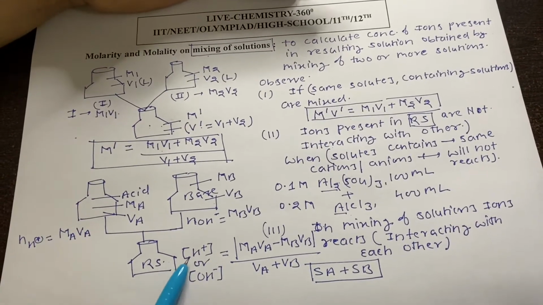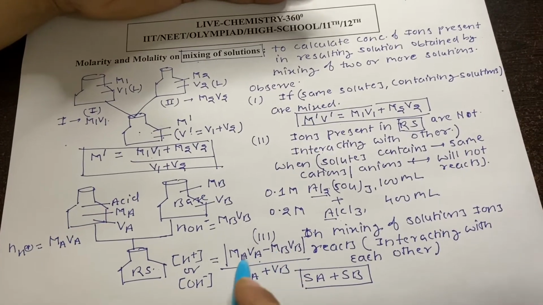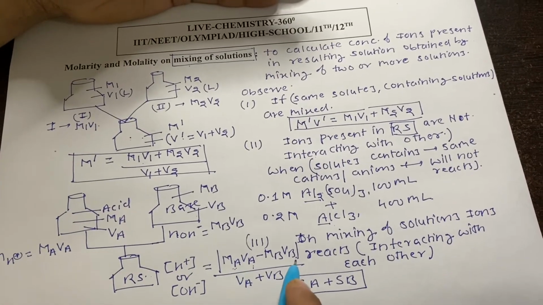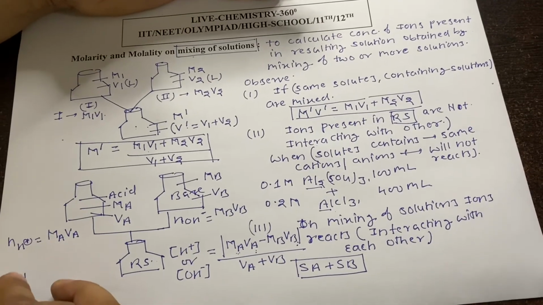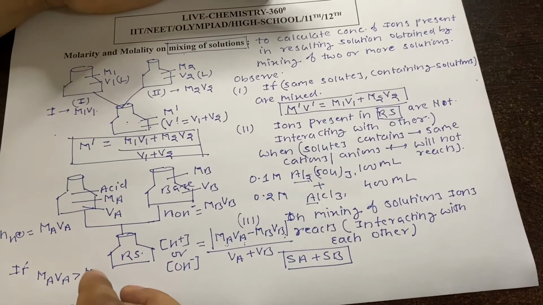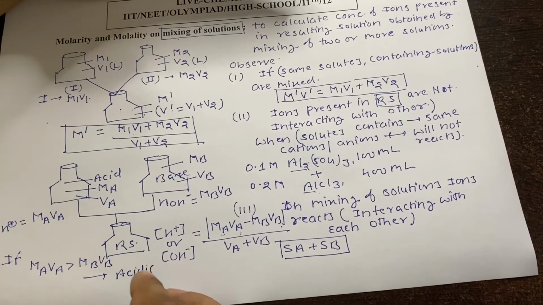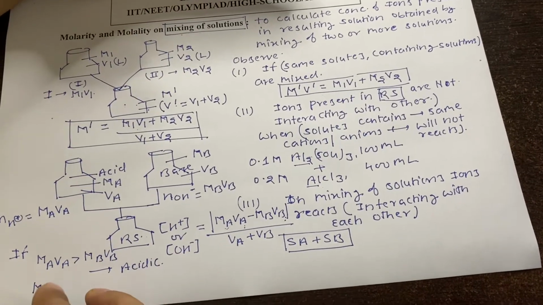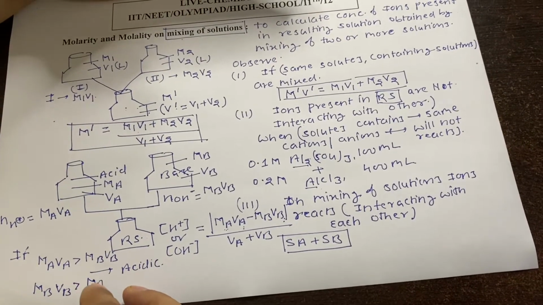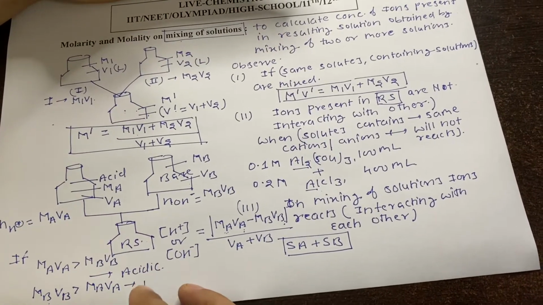So the solution may be acidic or basic depending upon the product of MaVa and the product of MbVb, which are the moles of H plus and moles of OH minus. So what we can say, if MaVa is greater than MbVb, the solution definitely will be acidic, and if MbVb is greater than MaVa, OH minus moles are more as compared to H plus, the solution will be basic.